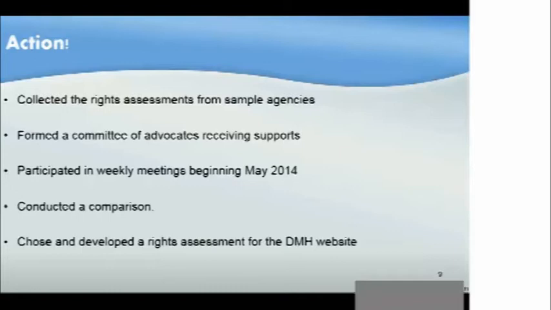We participated in weekly meetings beginning May 2014, and we conducted a comparison of the rights assessments in the sample. We chose and developed a rights assessment for our DMH website. And you may have gotten an email about that assessment, and hopefully you've downloaded it and maybe already used it. But I'm going to give you a sneak peek of that in a minute.